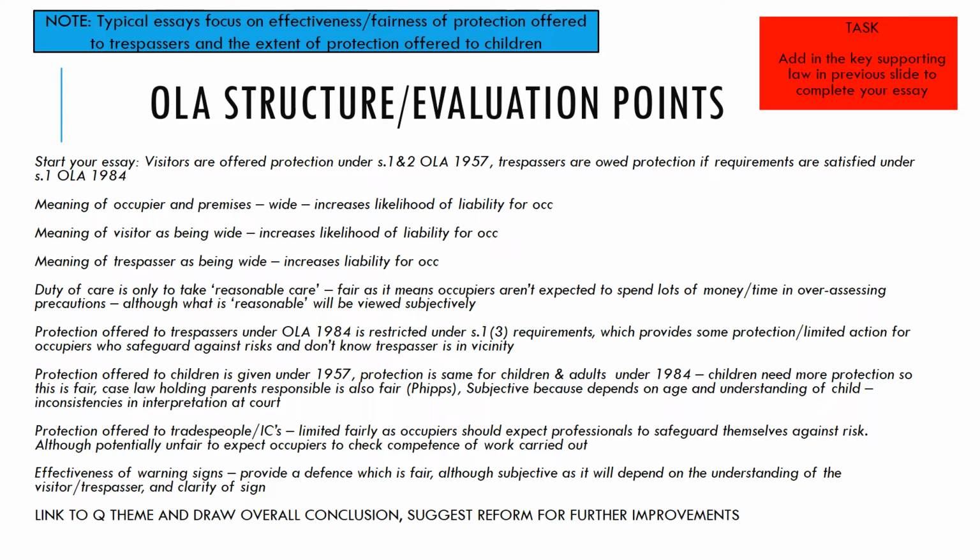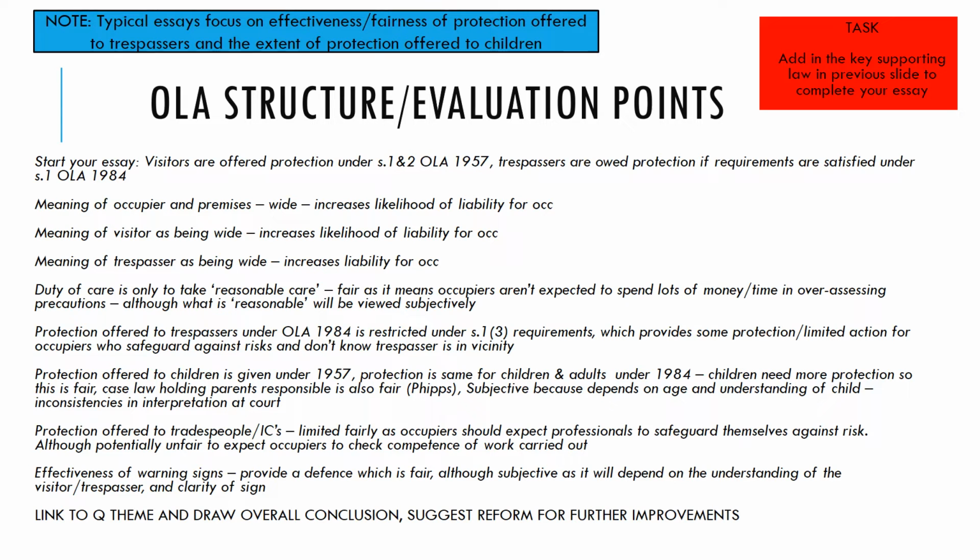And then, depending on the essay question, you can talk about the 1957 Act or the 1984 Act. Now, a question may ask you to focus on one of the acts, so trespassers or visitors, or it may be more open-ended. I can't really predict that for you. Both have been assessed in previous years. So the protection offered to trespassers under the 1984 Act is restricted. There are requirements that have to be satisfied in order for occupiers to owe trespassers a duty. That provides protection and limits action for occupiers who safeguard against risks and who don't know trespassers are in the vicinity. So that arguably is fair. That is effective because it's limiting vexatious claims. Okay.